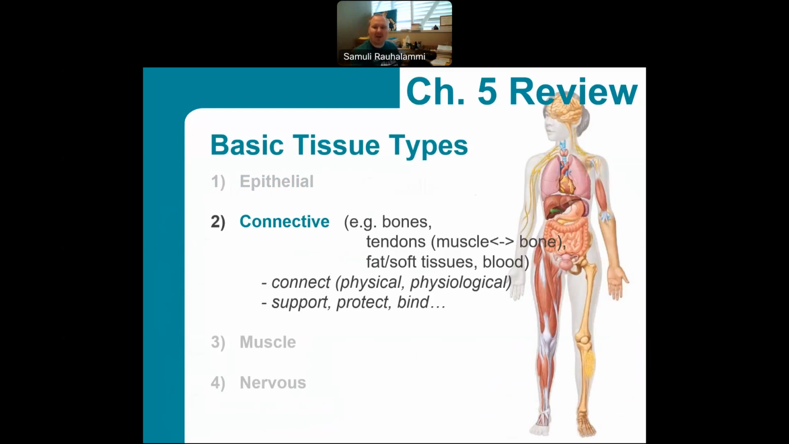So whether it's physical or physiological connection that we're seeing, that's up for grabs. Their function is really to support, protect, bind. There's a range of functions that connective tissues do, so a very varied group.